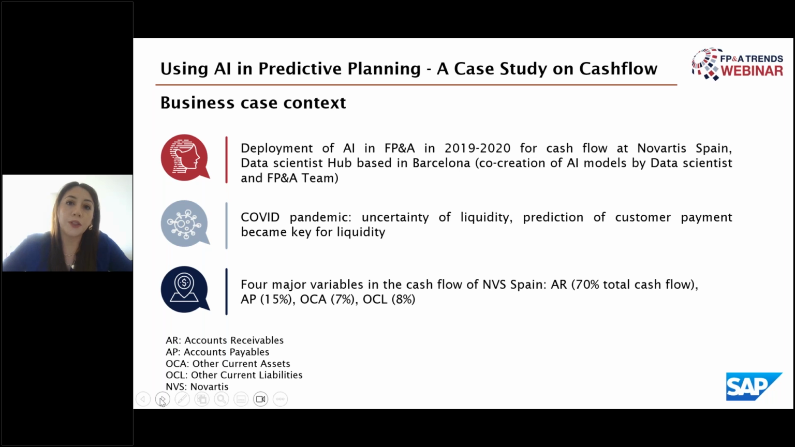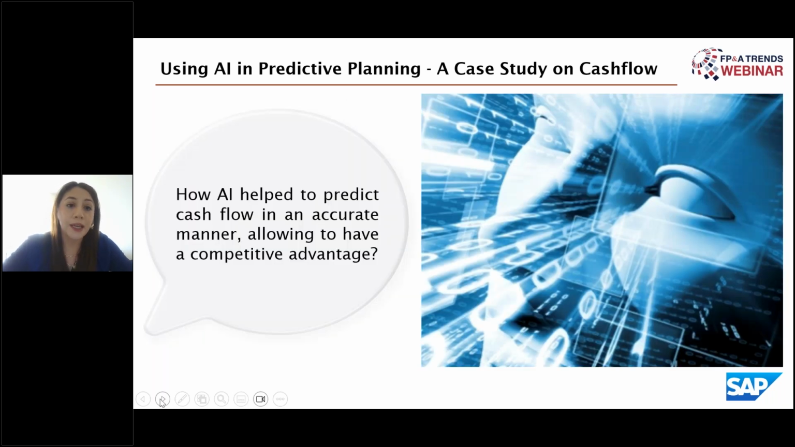The main point of this presentation, this practical business case, is to respond to the question of how AI, in this case machine learning, can accurately predict the cash flow, and how this can allow you to create a competitive advantage for your company or for the affiliate you're working for. When you apply all these predictive analytics, how can it really generate a business impact? That is what we are looking for as an FP&A team.